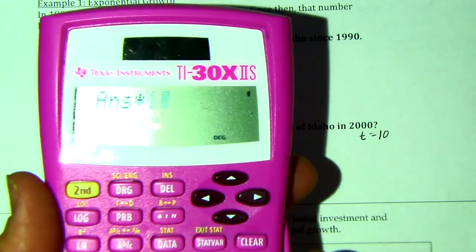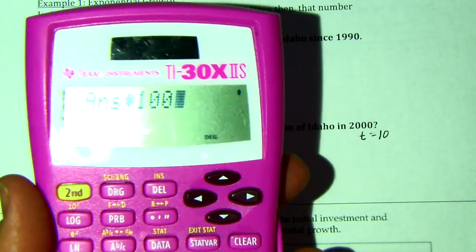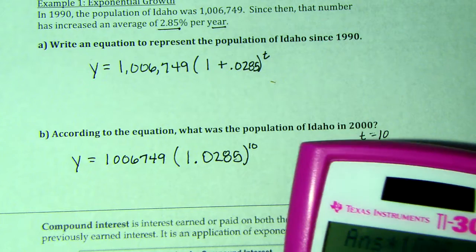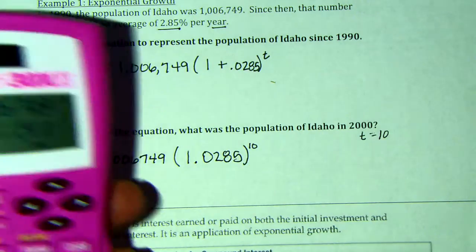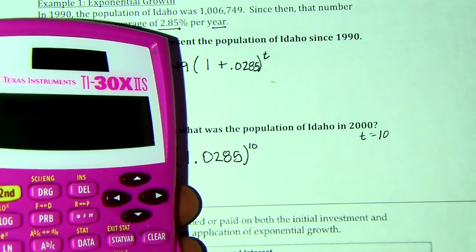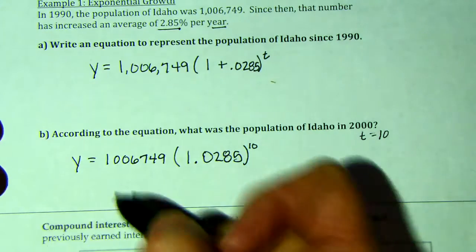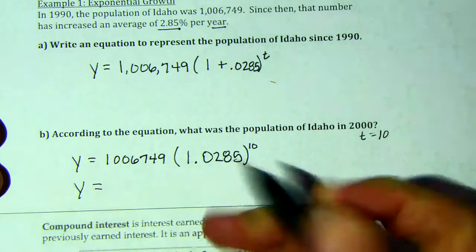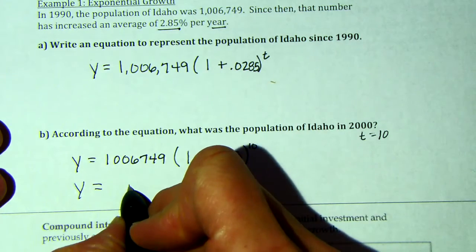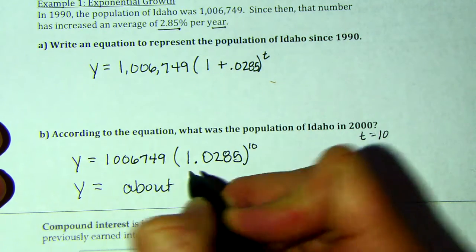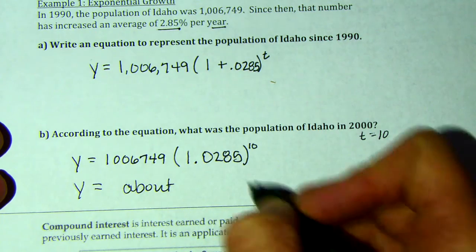and then times 1,006,749. Now, 9 times out of 10 when you do this, folks, you're going to get a decimal. It's going to be ugly. But what are we talking about? We're talking about the population of a state. So when we round it, it makes sense that we round it to the nearest whole number because we're talking about people, okay? And I'm going to even write about so that you know it is an approximation.